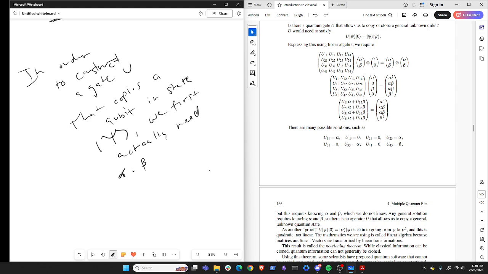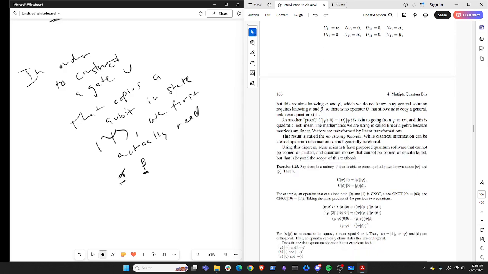So again, it's an unknown qubit, so we have no idea about these amplitudes. And so that's what this is essentially proving, is that there's no way to solve this equality or these equations without understanding alpha and beta first.